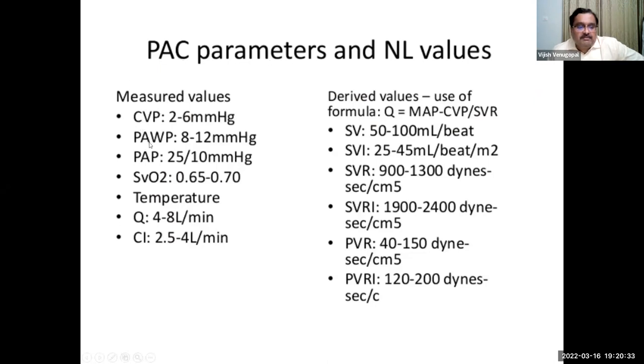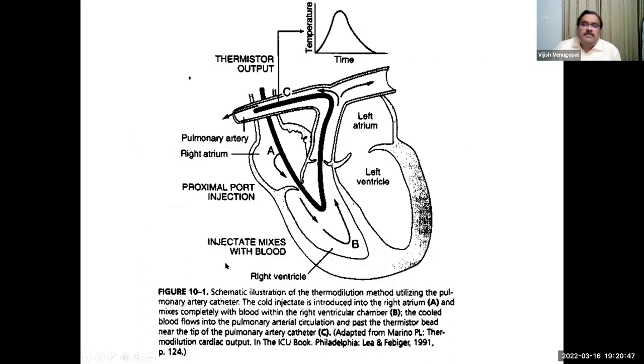So there are a lot of parameters that we can derive from the PAC. That is the CVP, the pulmonary artery wedge pressure, the temperature of the patient, and cardiac output. And we can have derived values like the stroke volume, the systemic vascular resistance and the pulmonary vascular resistance. Also, it can be used to find out the cardiac output using the thermodilution technique.